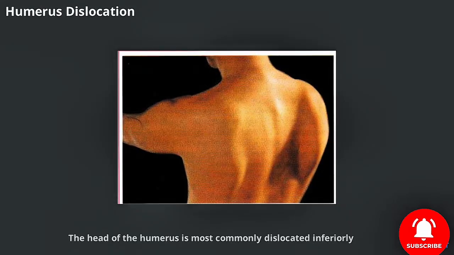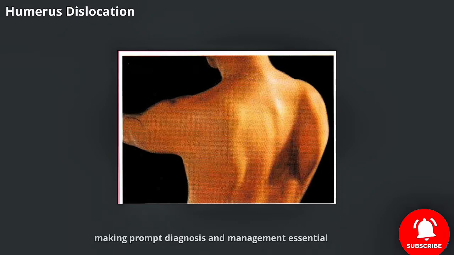The head of the humerus is most commonly dislocated inferiorly. This type of injury can damage surrounding nerves and vessels, making prompt diagnosis and management essential. Understanding the anatomical relationships of the humerus helps in both prevention and treatment of dislocations.